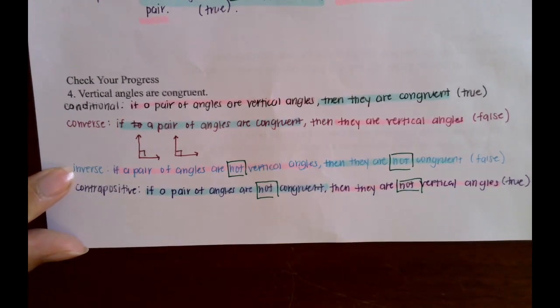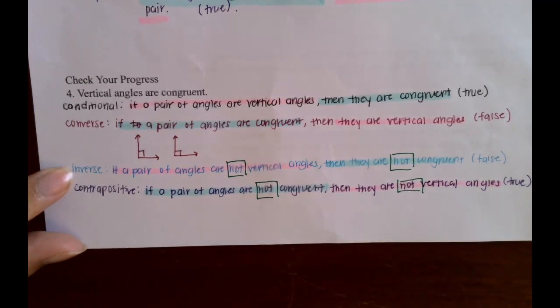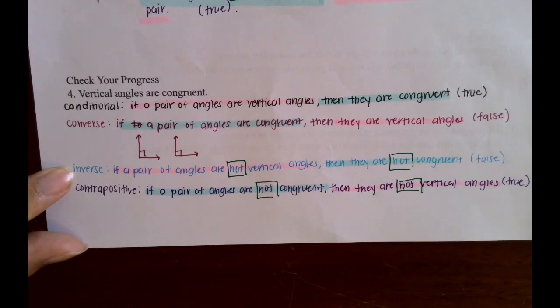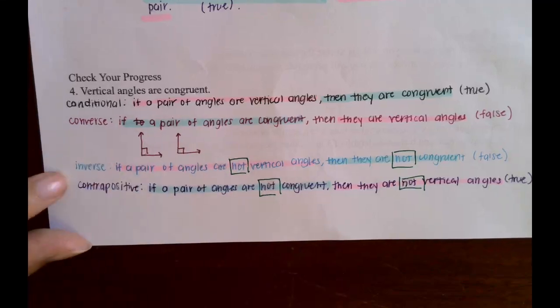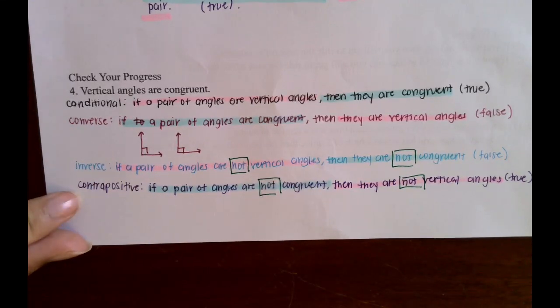The inverse leaves the hypothesis and the conclusion of the original where they are, it just adds a not and negates both parts of it. So the inverse would be if a pair of angles are not vertical angles, then they are not congruent. Whereas the hypothesis is true here, these angles are not vertical angles, however, the conclusion was false because they actually are congruent in my counterexample. So the inverse is false.